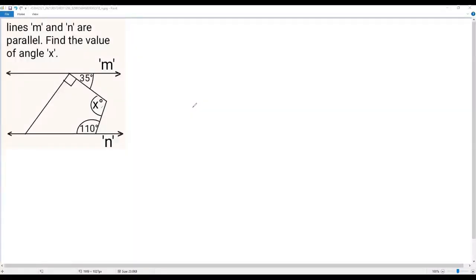Here we have a problem in geometry. That is, we have a problem on angle measures. Okay, let's go to the question. Lines M and N are parallel. Find the value of angle X.